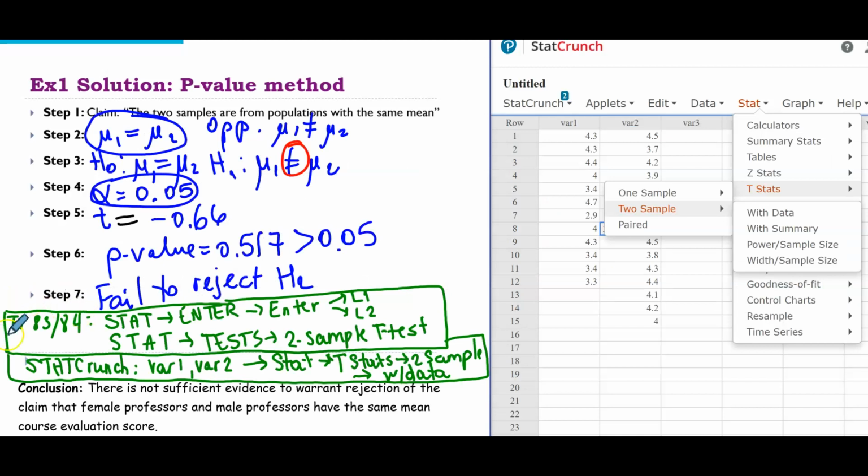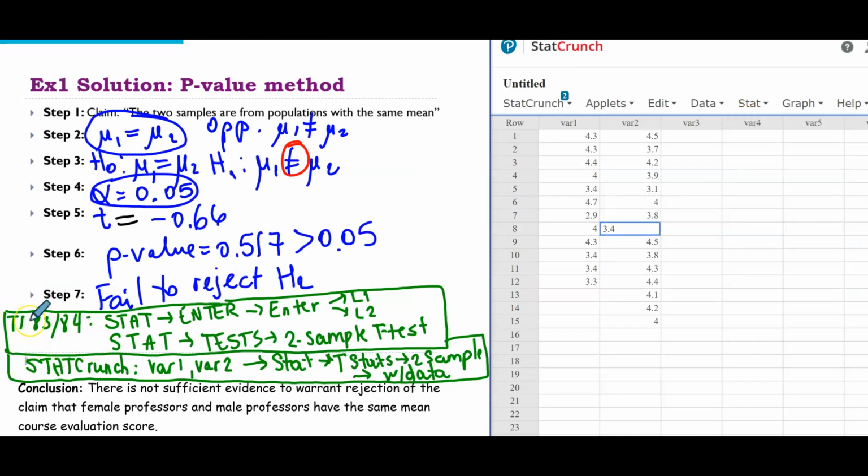I wrote down a calculator key and a StatCrunch key. Whichever method you use, feel free to use any. As you could see, we get the same result: the t-statistic is negative 0.66 and the p-value is 0.517. Therefore, we make the same conclusion, and we fail to reject the null hypothesis.